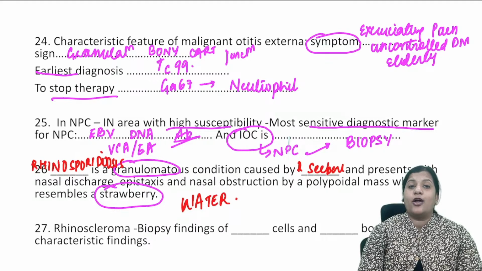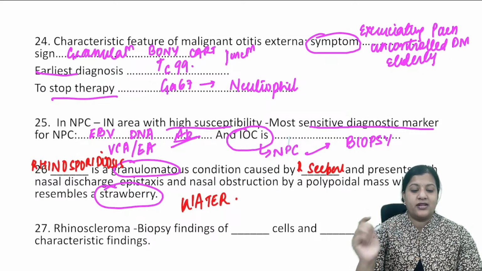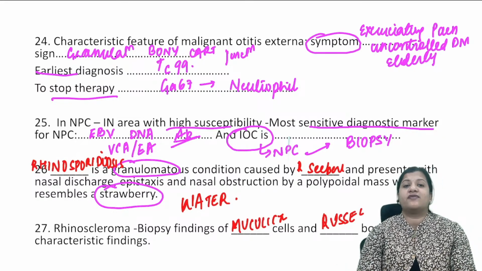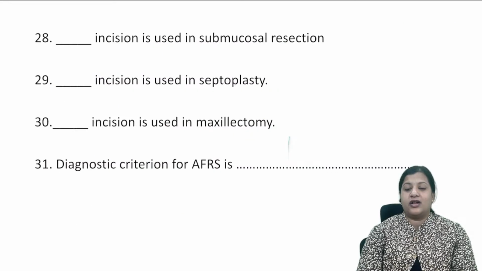Rhinoscleroma, what is the biopsy finding? Two typical cells. What is it? Very good. It is called Mikulicz cells and Russell bodies. So if you have Mikulicz cells and Russell bodies, it is very diagnostic for rhinoscleroma.